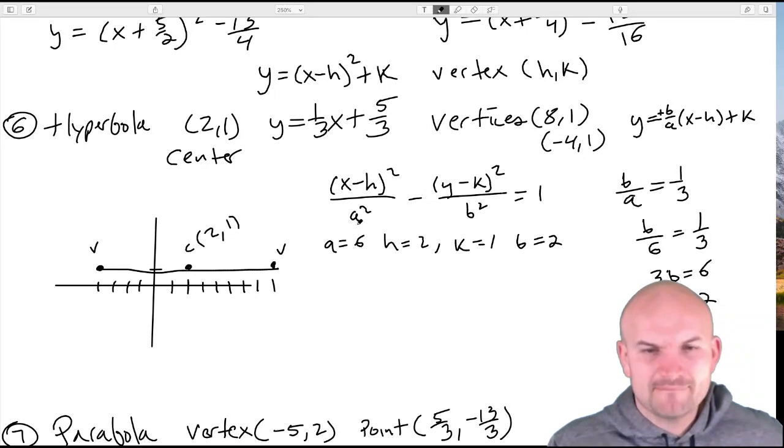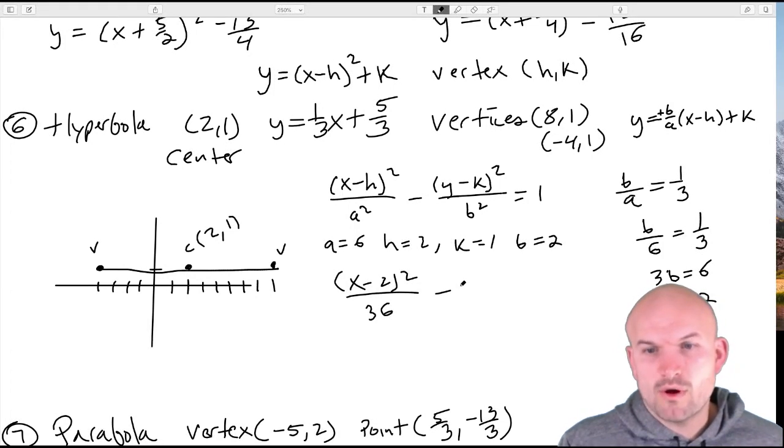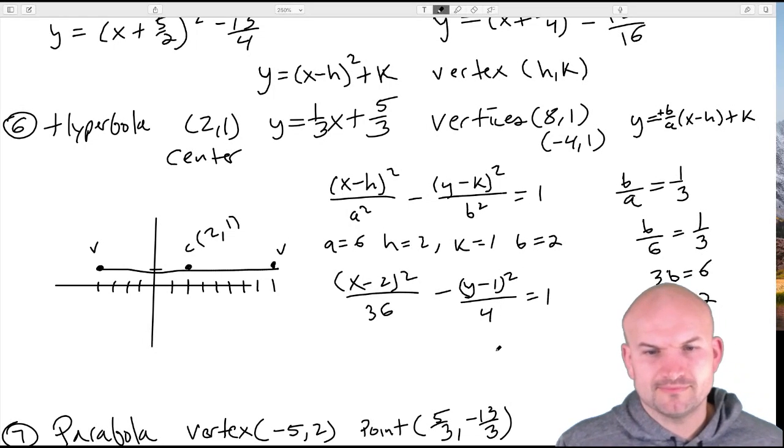All right. So now let's go ahead and plug everything in. So we have x minus h, so that'd be x minus 2, quantity squared, all over a squared, so that's going to be 36, minus y minus k, y minus 1, over 4 equals 1. And there you go.